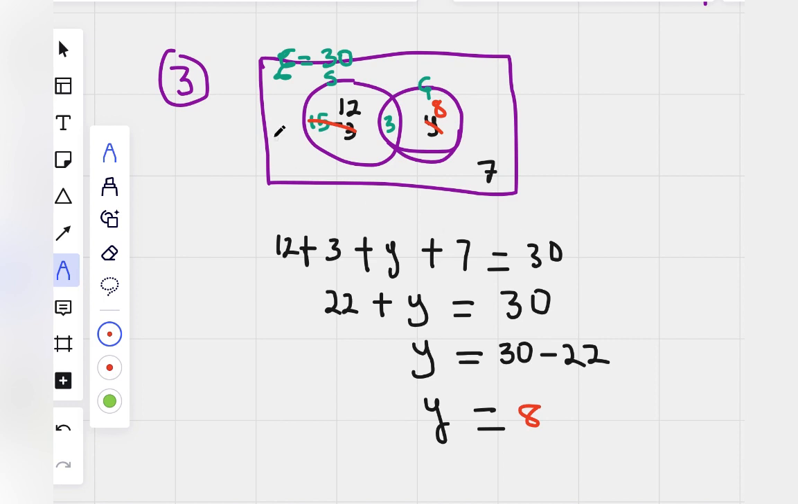So that's the first thing they asked us to do, the A part of the question, which is to draw the Venn diagram. And when they say draw the Venn diagram, you have to show the numbers in the right proportion, the right places, and the right position. So we succeeded to do that: 12, 3, 8, and 7. So we have drawn the Venn diagram.